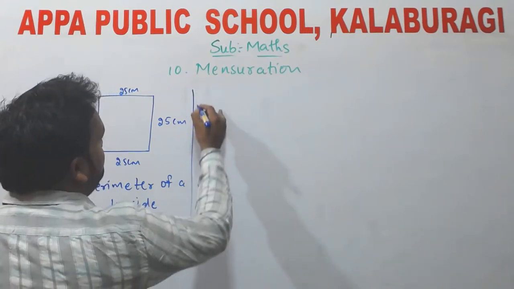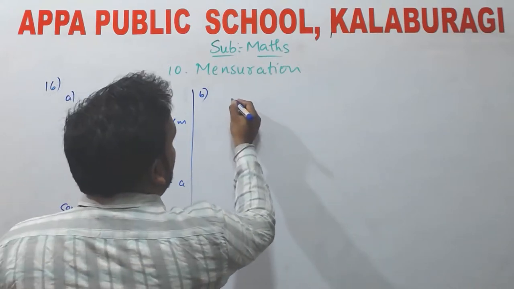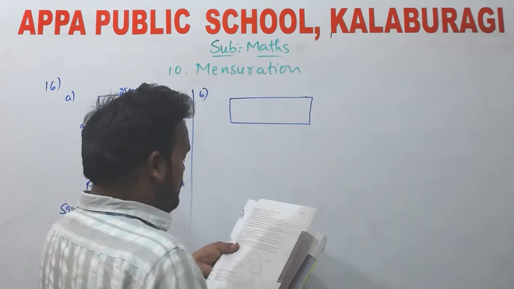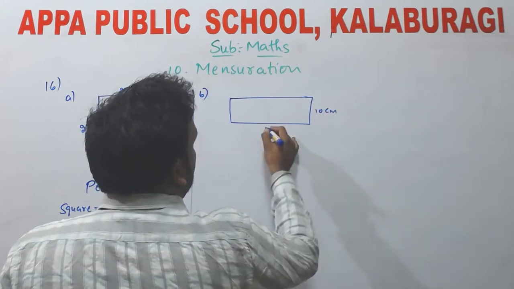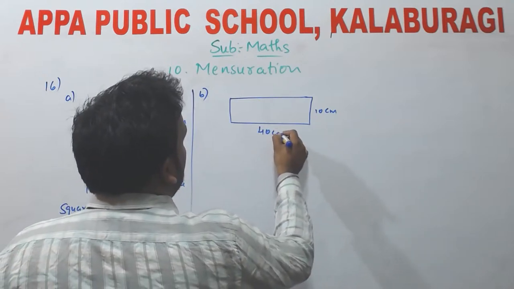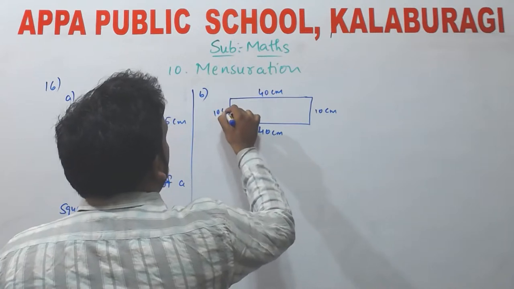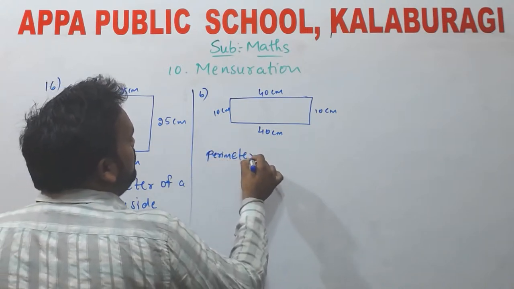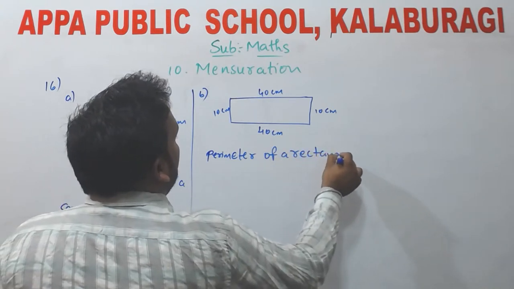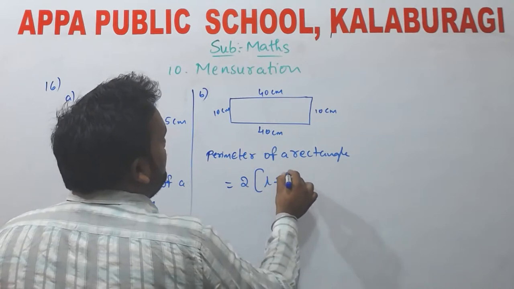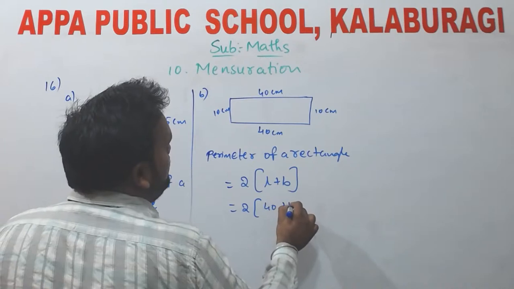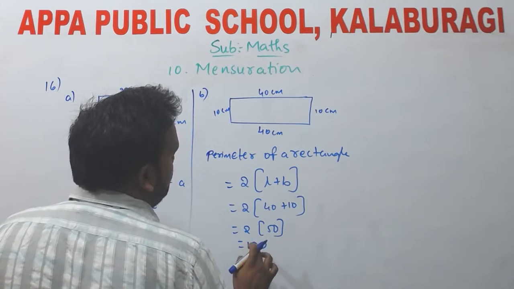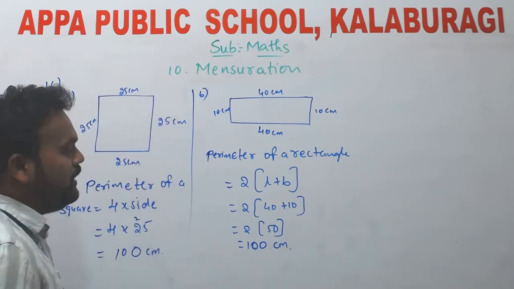So, next one is B1. You know, this is the length, this is the breadth. See, 10 centimeter, 40 centimeter, it is 40 by 10. Here also 40, here 10 centimeter. What is the shape of this figure? It's a rectangle. You know the perimeter of a rectangle? Yes. The perimeter of a rectangle is equal to 2 into L plus B. Now L value how much? 40. The B value is 10. 2 into 50, that is 100 centimeter.